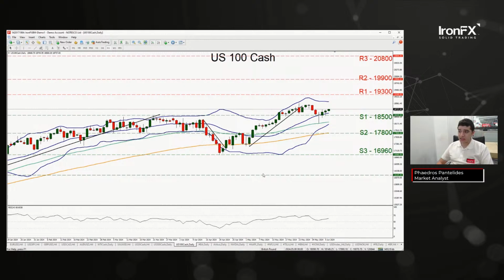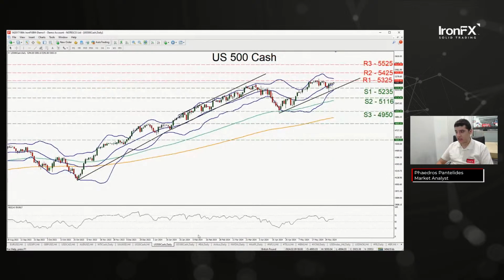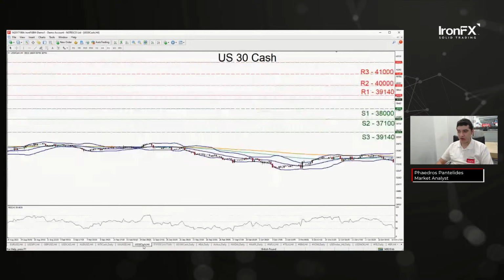RSI 16 does imply some bullish market tendencies. Nasdaq at 59 as well, some bullish tendencies, but overall, I would be slightly bearish.